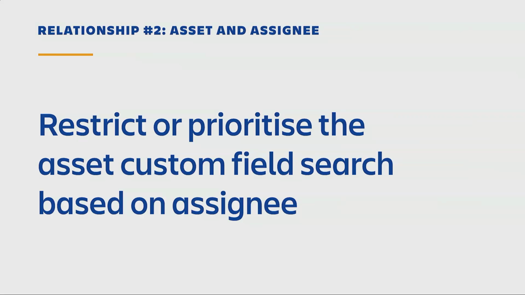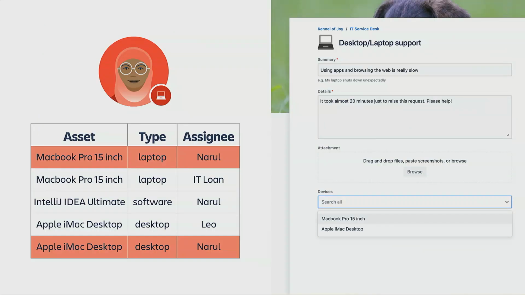The second thing that you can do with the custom field and the search that it performs is you can restrict it or prioritize it to only show assets that belong to a particular assignee. And so this is where it becomes really useful in the customer portal. So when that request was being raised earlier, Nahul could only see her assets. She could also only see assets of the types that we defined, so it respects both restrictions in this case.